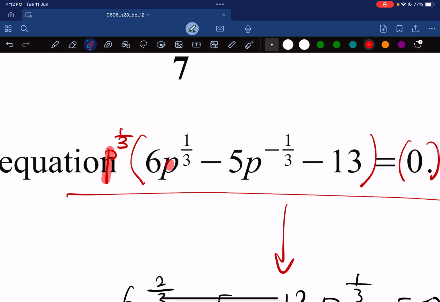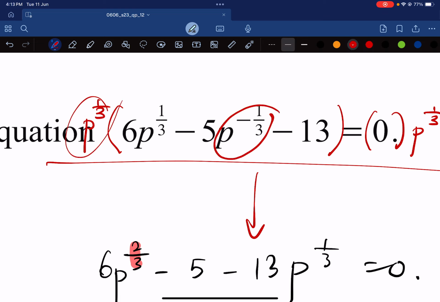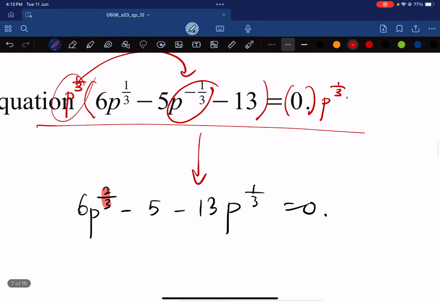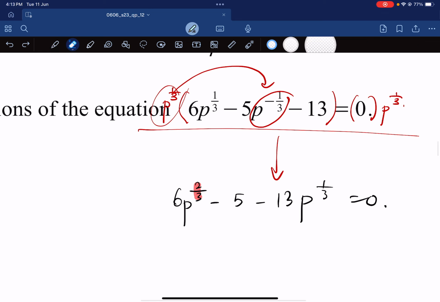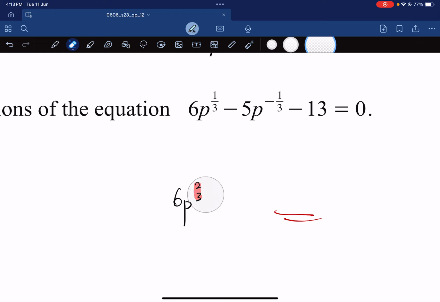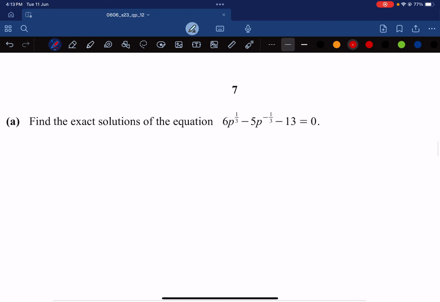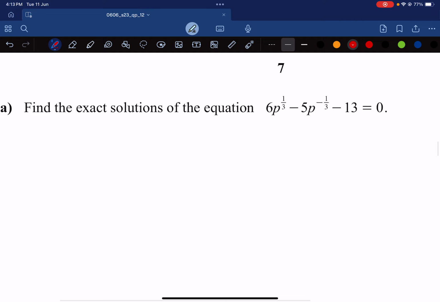Because multiplying the same base by law of indices, we are adding the power, right? Okay, and then this multiply this, right? Adding the power is 0, p to the power of 0 is 1, so there's no p, right? Because p to the power of 0 is 1, right? And this time this is this, right? So yeah, this is just one more step further from the most common kind of question that you will see in some earlier past paper.